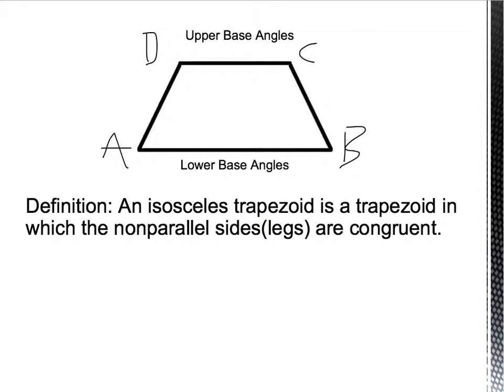This is Isosceles Trapezoids by Nick and Josh. The definition of an isosceles trapezoid is a trapezoid in which the non-parallel sides are congruent.